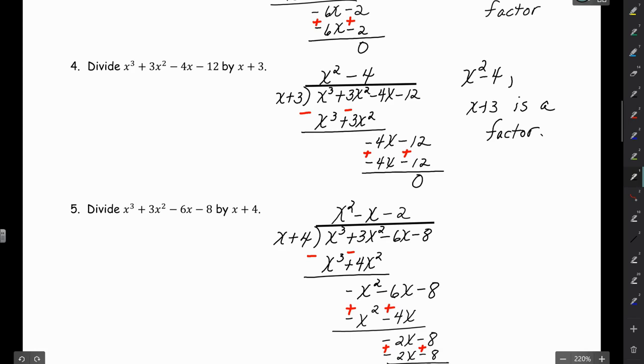I get a remainder of 0. So my quotient in this case is x squared minus x minus 2. And since my remainder is 0, I know that x plus 4 is a factor. All right, hopefully you feel really good about those right about now, so let's move on.